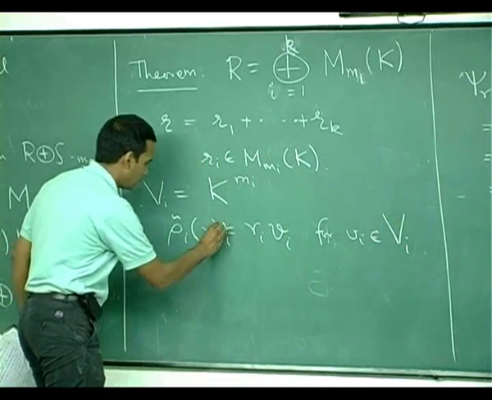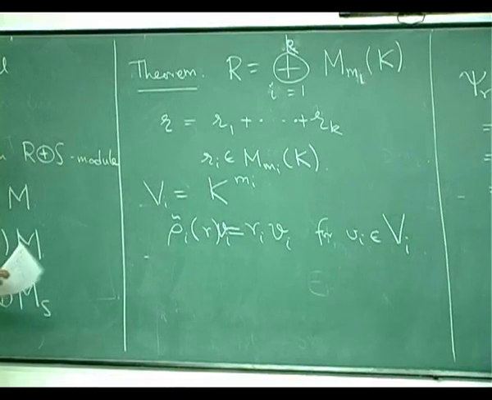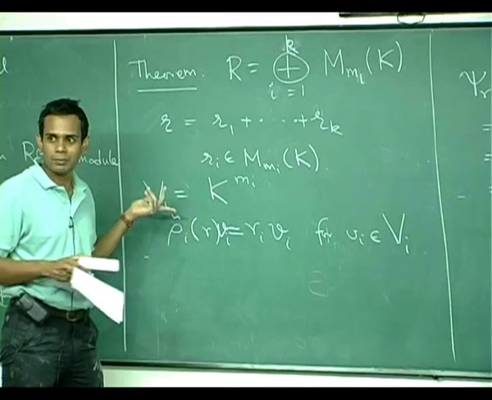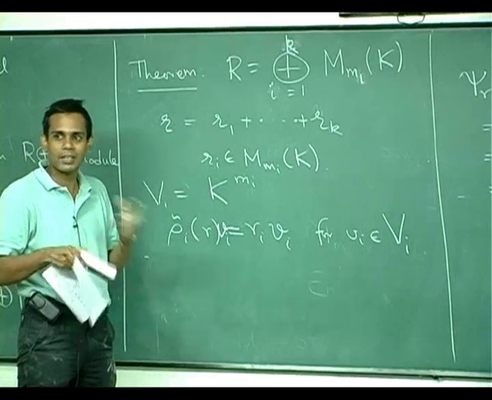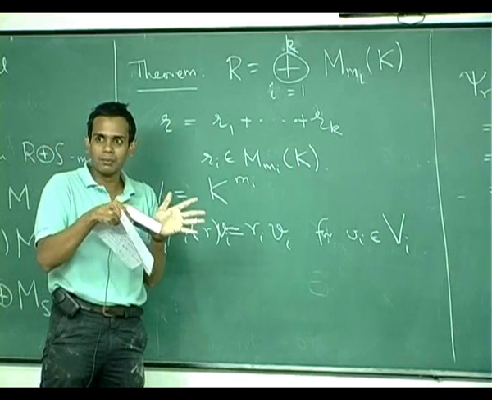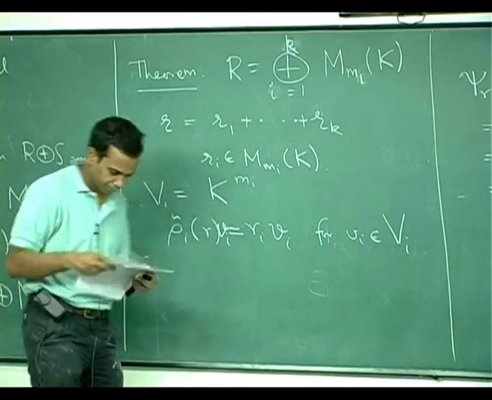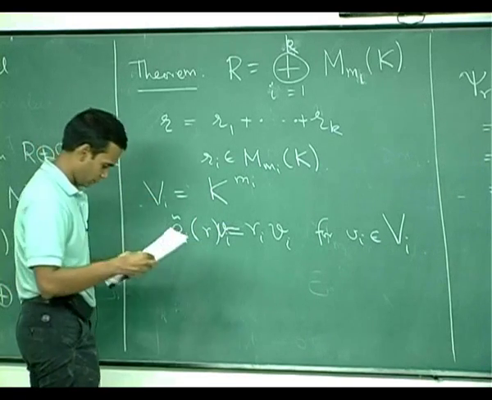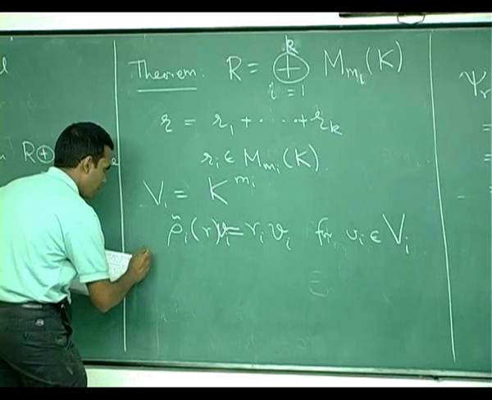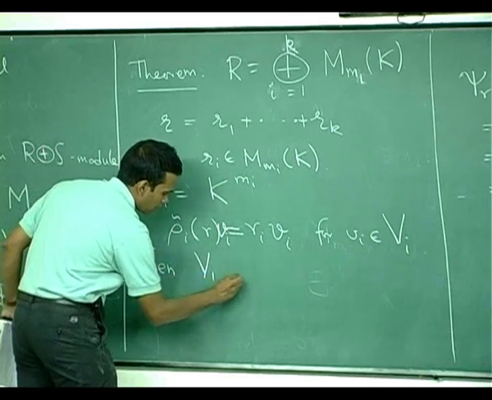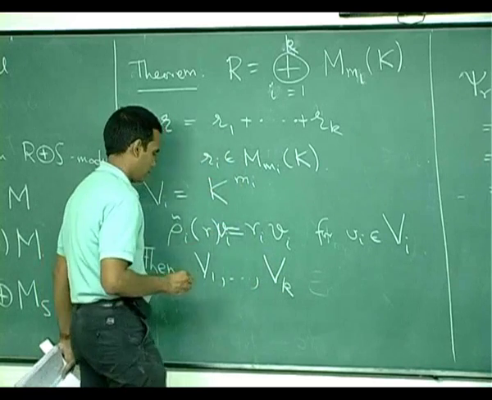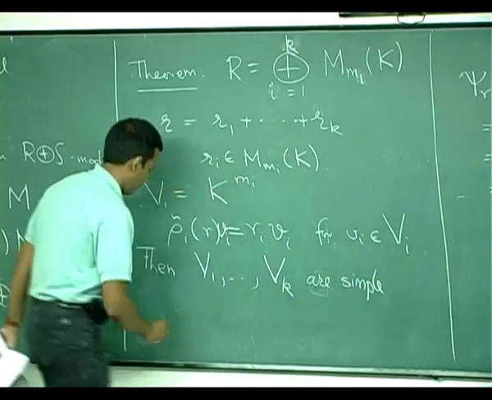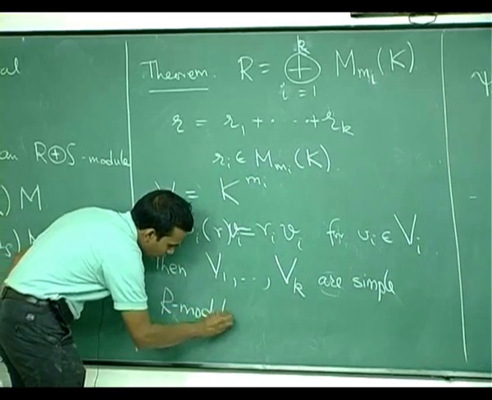So that's the definition. So I've defined for you k R modules. And if you just think of this as a module for the ith matrix algebra, then it is simple. Therefore, it's actually a simple module for R, because if it has no invariant subspaces under just a piece of the algebra, it cannot have invariant subspaces for the whole algebra. So these are simple R modules, and in fact, these are all the simple R modules. So V1 up to Vk are simple R modules, and every simple R module is one of these.